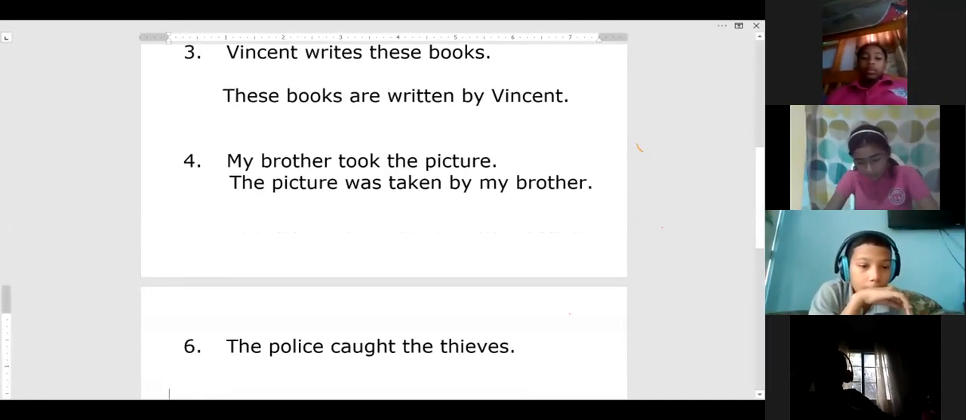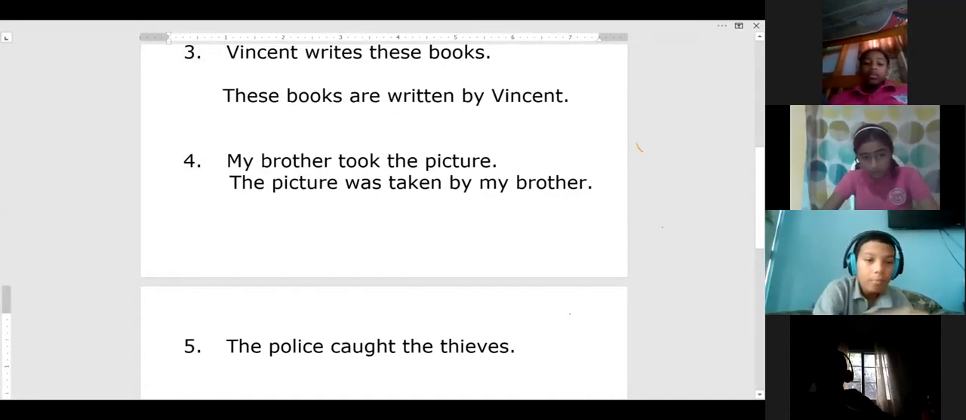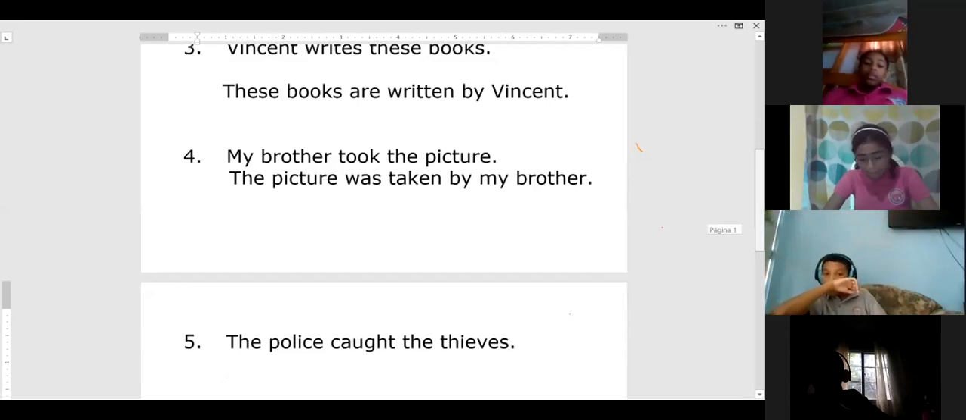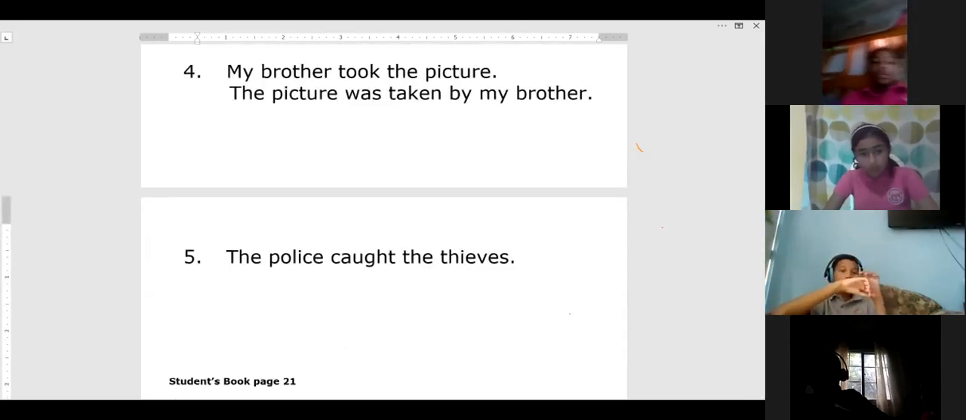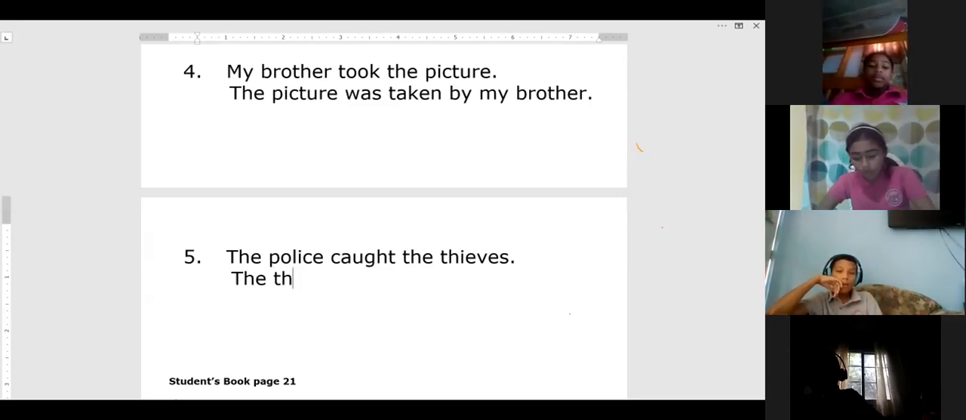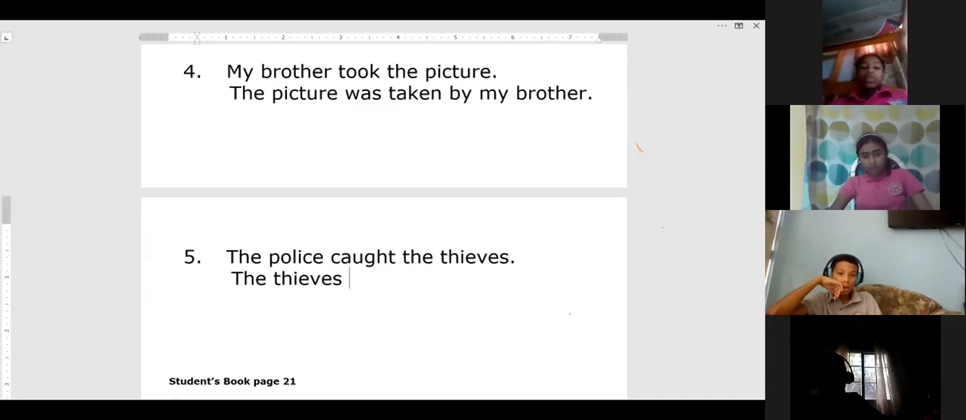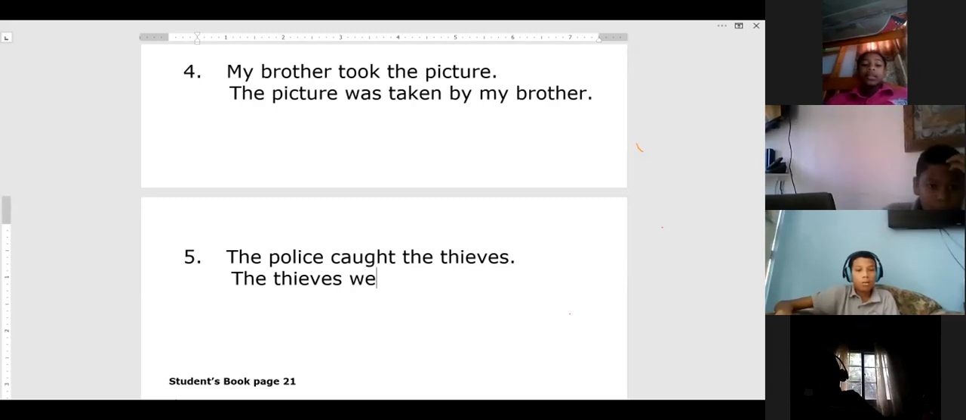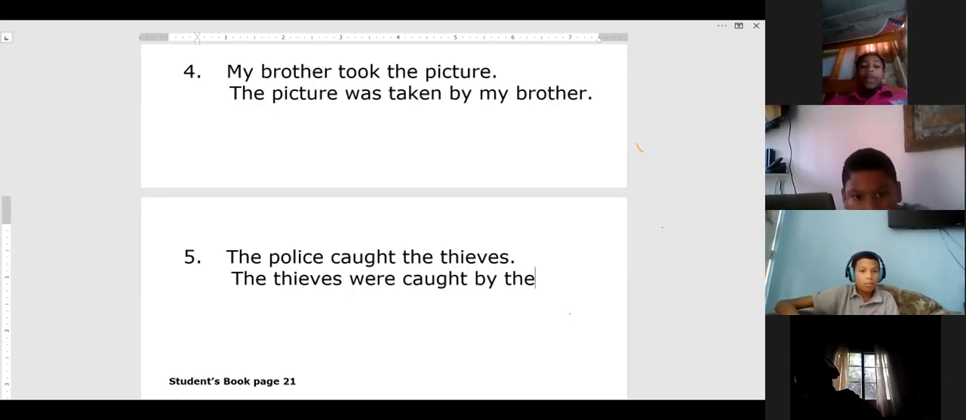Okay, let's go down. This one, number 5. The police caught the thieves. A ver. The police caught the thieves. ¿Qué ponemos aquí? The thieves. Ajá. ¿Qué viene ahora? Caught es el pasado de catch. Pero ¿qué viene antes? ¿Qué verbo to be antes? Was. Was. Were. Porque son. Viene were. Recuerda el uso del was o el were. Were. Caught. By. The police. Good.